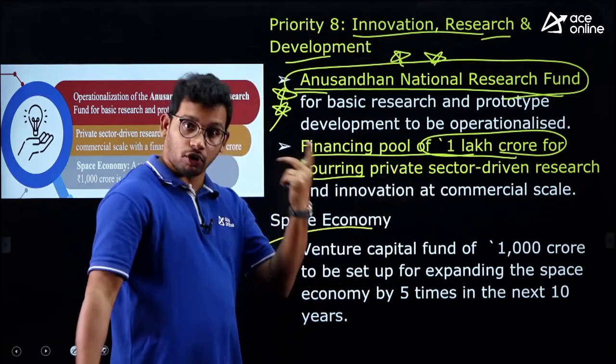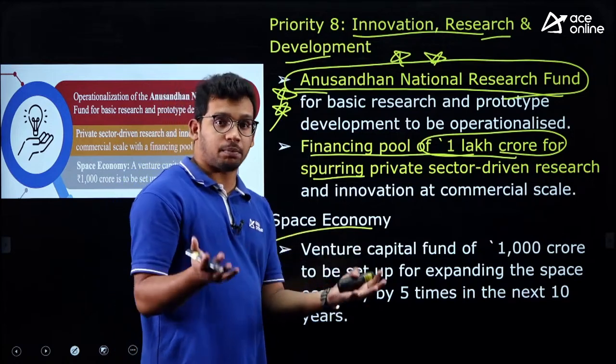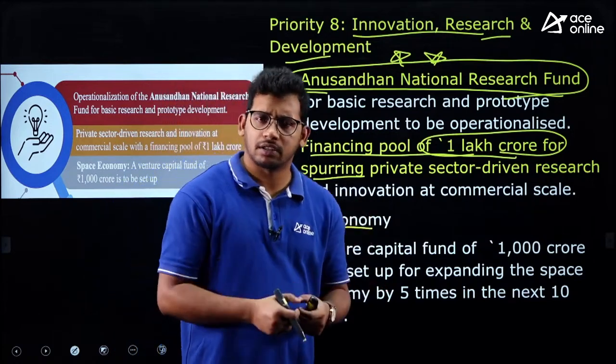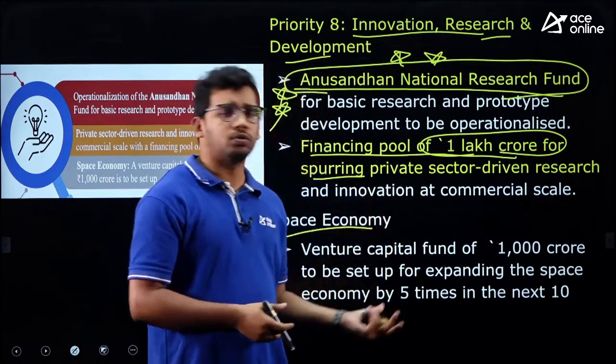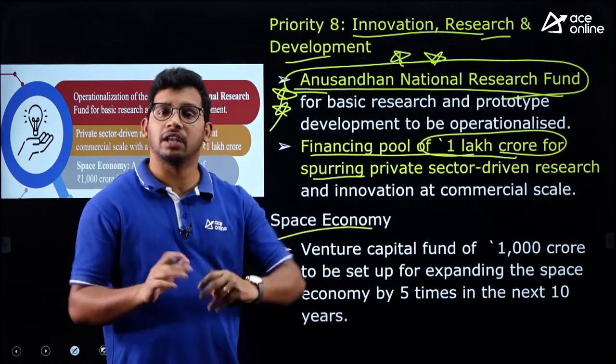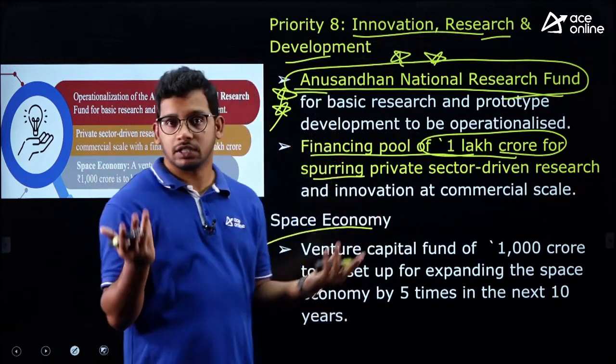And finally, space economy. Now you can see there are a lot of private players, not just Elon Musk, SpaceX. There is a lot of Dhruv Tara in India, and many more companies are coming into space investment, launching satellites and all.